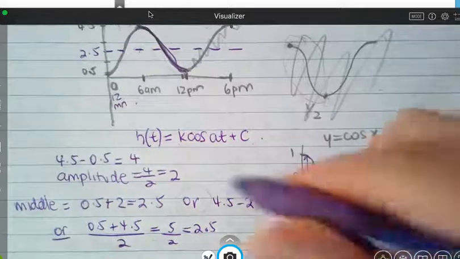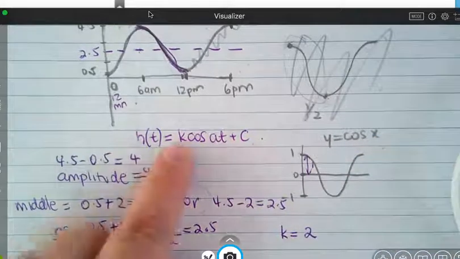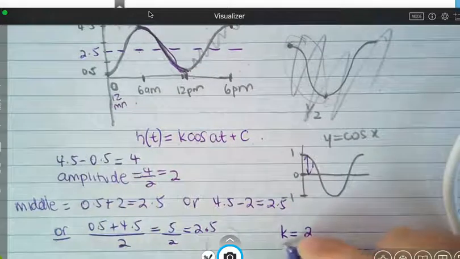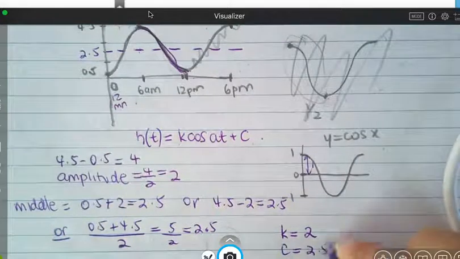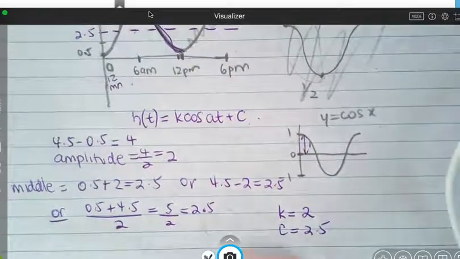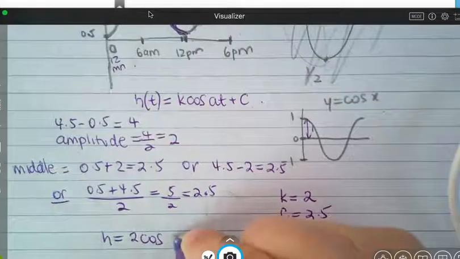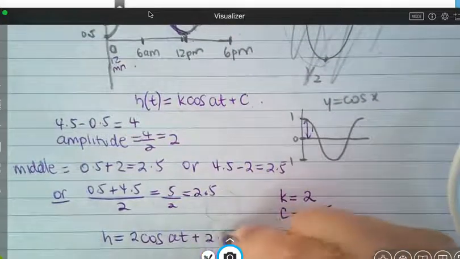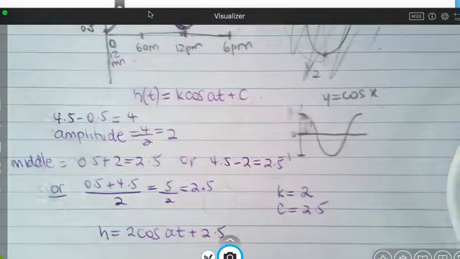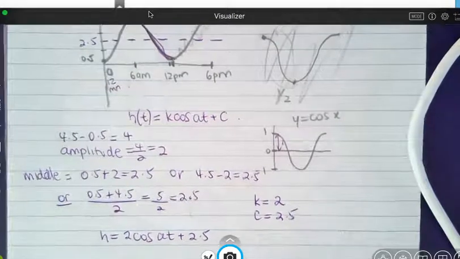So this is what we've got so far. We know that K is 2. We know that C is 2.5. So I'm just going to write out what my graph is so far. I've got H equals 2 cos AT plus 2.5. That's what I've got so far. I have to work out what A is. Now, A's got to do with the period.